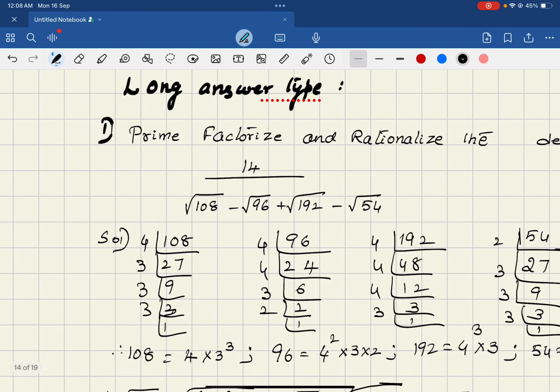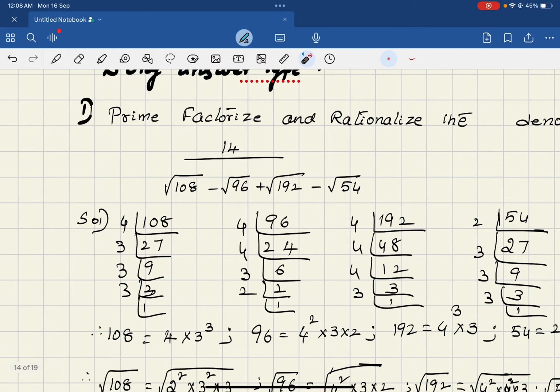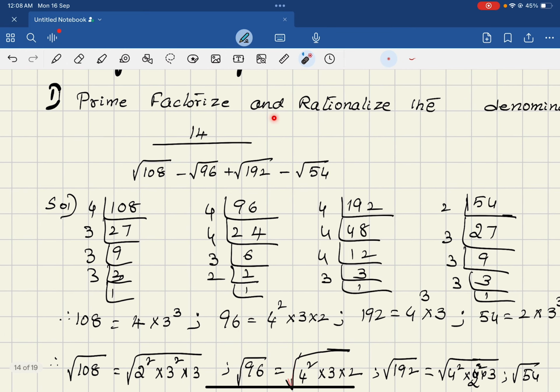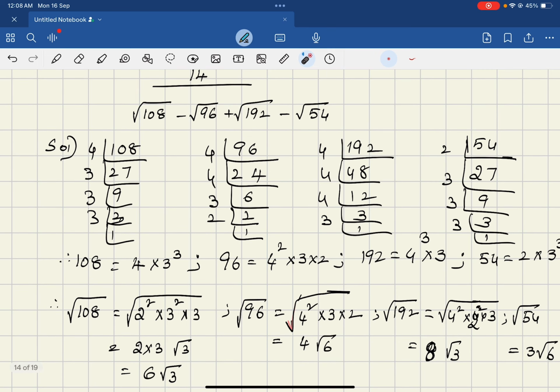Today I am going to do the long answer type questions in rational numbers, especially in rationalization. So there is a problem like this: prime factorize and rationalize the denominator. So 14 over all this. Here it is very clear that irrational numbers exist in the denominator. So our job is to rationalize this denominator. We are not supposed to get an irrational number in the denominator. That is what we are doing in this problem.